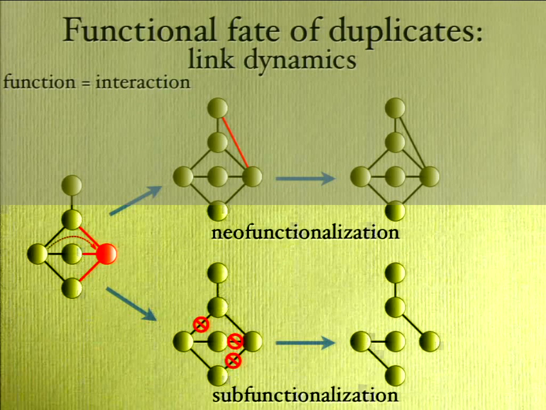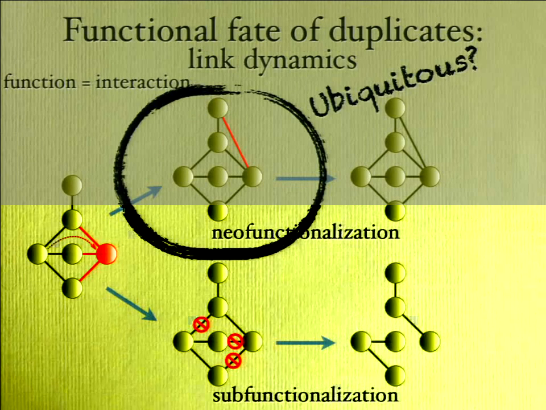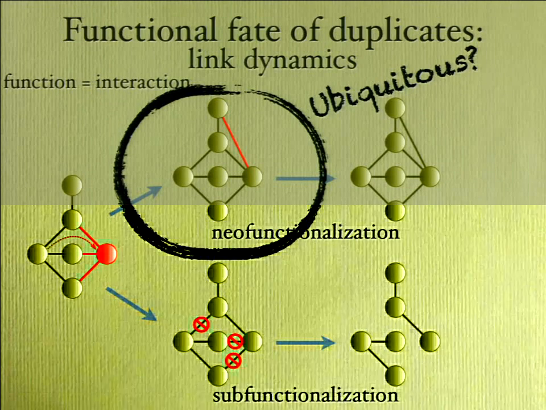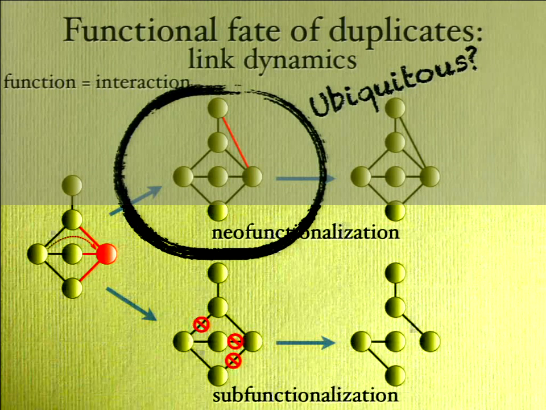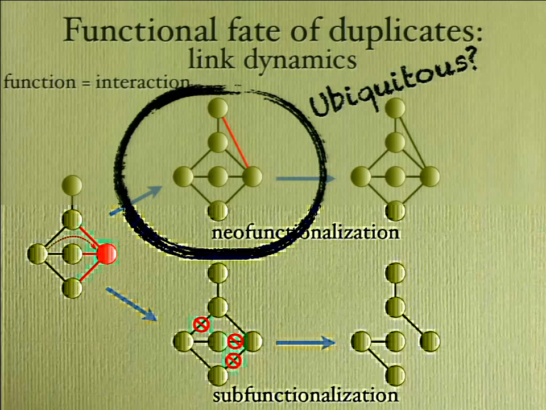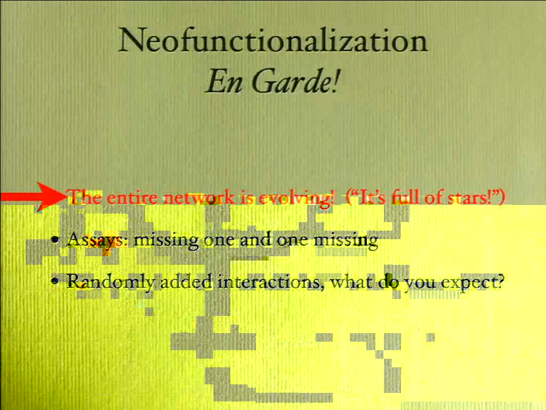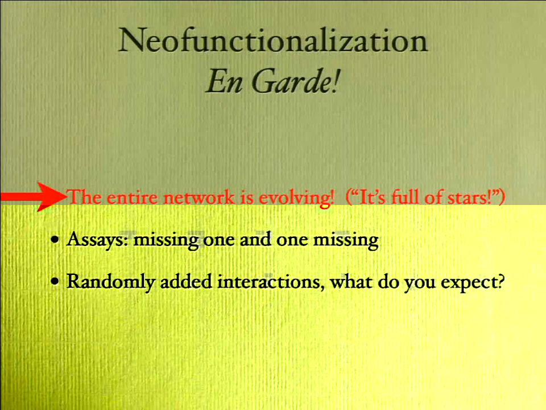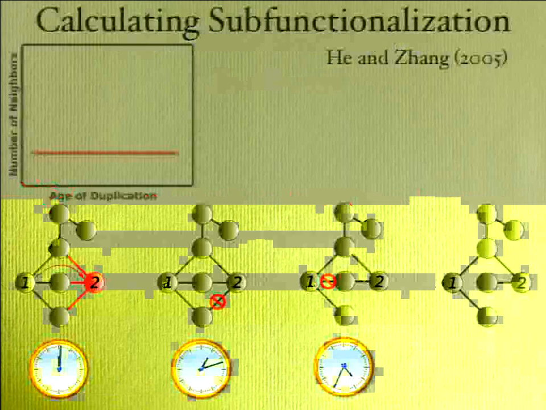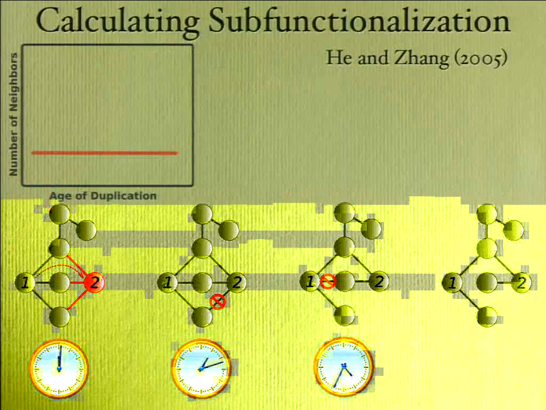And so what I'm concerned with in this talk is neofunctionalization. There are a number of lines of reasoning that have come to the conclusion that yes, indeed, this happens quite a bit in evolution, and that's precisely what I want to take on in this talk. So there are three lines of reasoning that I'm going to take a look at. The first is the entire network is evolving. These are a little cryptic, but they become quite straightforward once we get to the end of the portion of the talk.